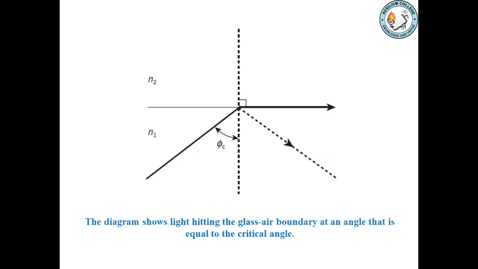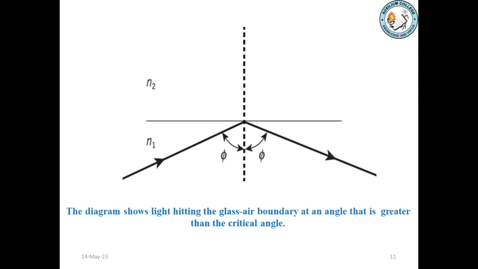The diagram shows light hitting the glass-air boundary at an angle equal to the critical angle, that is φi is equal to φc. The diagram shows the light hitting the glass-air boundary at an angle greater than the critical angle, that is φi is greater than φc.